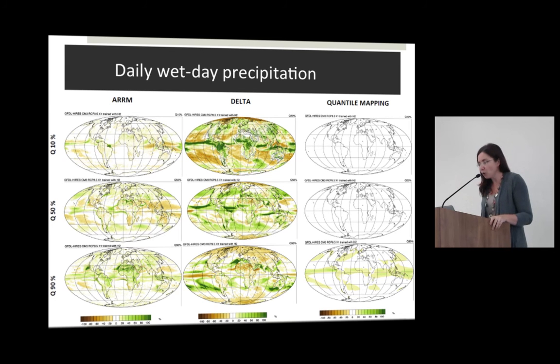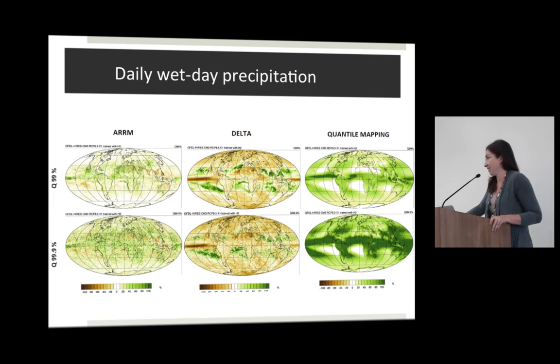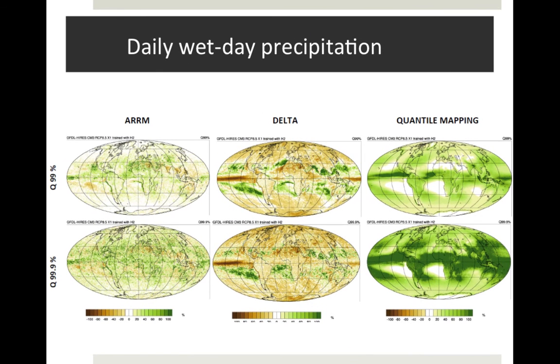But what happens if you go to extreme wet conditions? What happens if you go to the 99th or the 99.9th percentile of the distribution? Oh my goodness. Incredibly high wet biases. So you don't ever want to be using that method to look at extreme precipitation because you would get a totally wrong answer. So this is pretty cool.